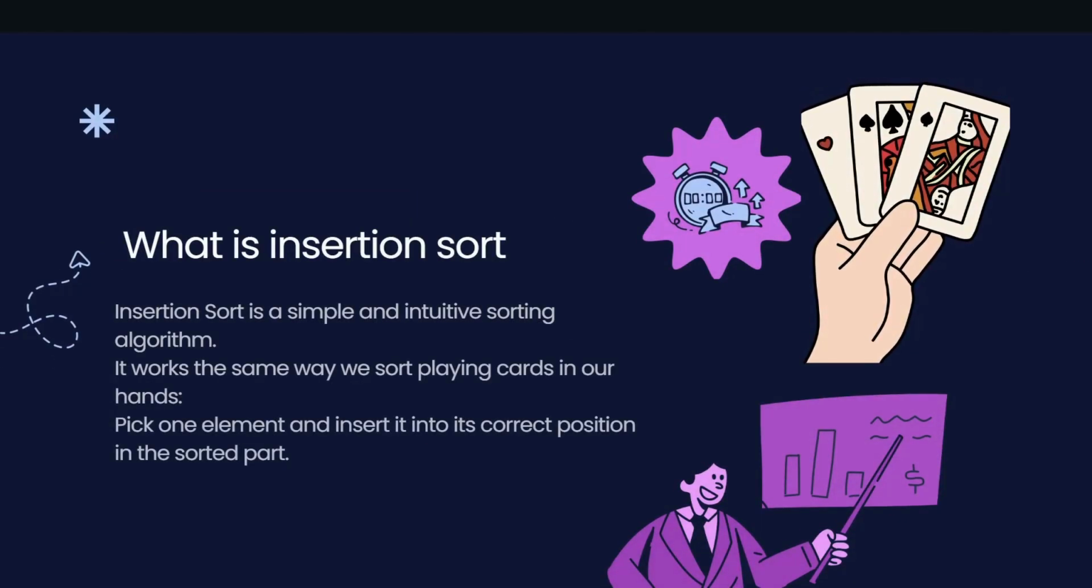Insertion sort is a sorting technique that works on a comparison basis. How do we play cards? When we play cards, how do we sort them? Usually, we take one card at a time and place it in its correct position among the cards which are already sorted. That's exactly what insertion sort does also.